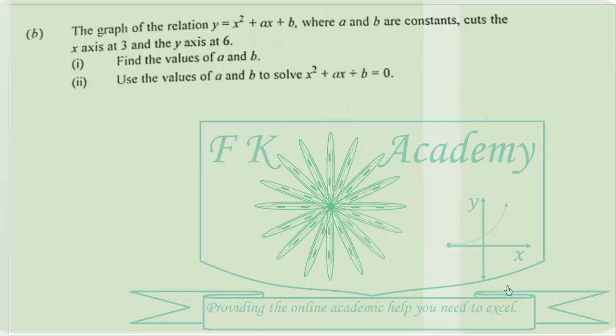Look at the B part. The graph of the relation y equals x squared plus ax plus b, where a and b are constants, cuts the x-axis at 3 and the y-axis at 6. Find the values of a and b. Then we'll use the values of a and b to solve the equation x squared plus ax plus b equals 0.